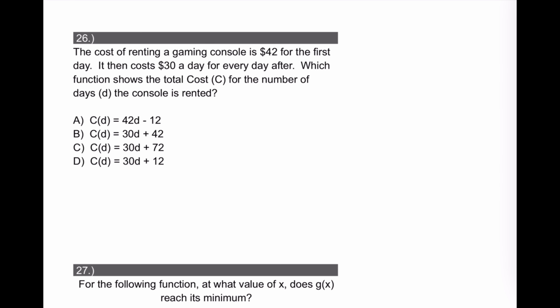26 says the cost of renting a gaming console is $42 for the first day, and then it costs $30 a day for every day after. Which function shows the total cost C for the number of days the console is rented? Upon reading that, you're very tempted to click B because you have $30 a day plus $42 for the first day. But note that on the first day, it's really just $30 plus an additional 12 to get to that 42 total. And so the answer is actually D. Be careful with your answer choices and not being tricked there.